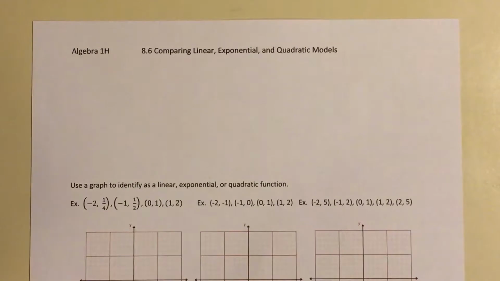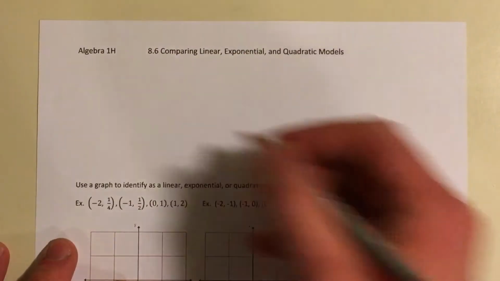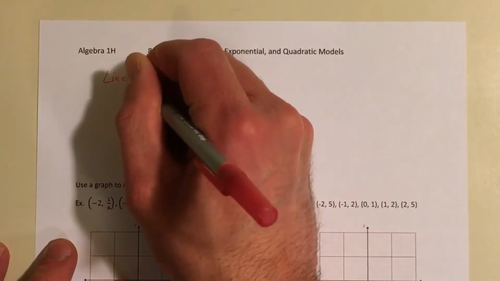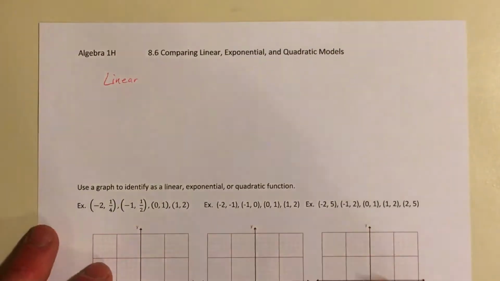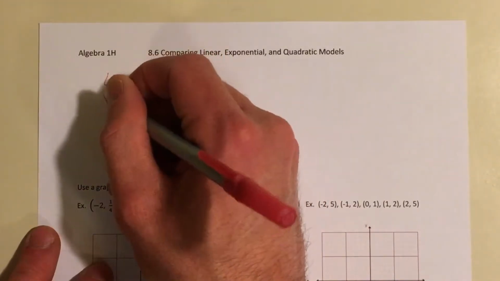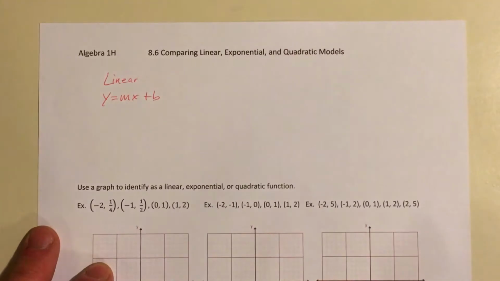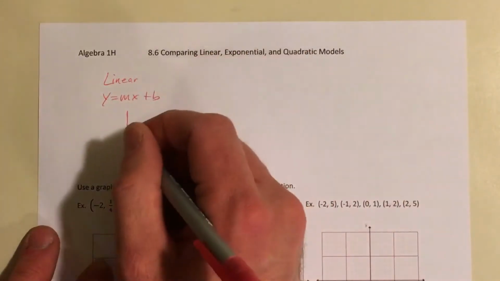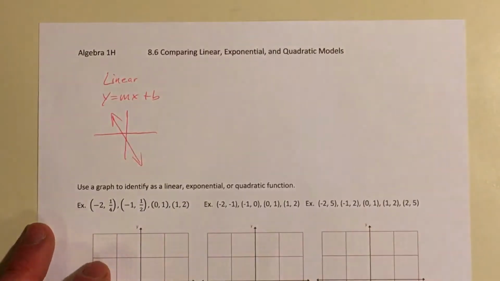There we go. Just to kind of review a linear model, the format or kind of the formula for linear models was y equals mx plus b. And of course, when you graph a line, you get a line, right?